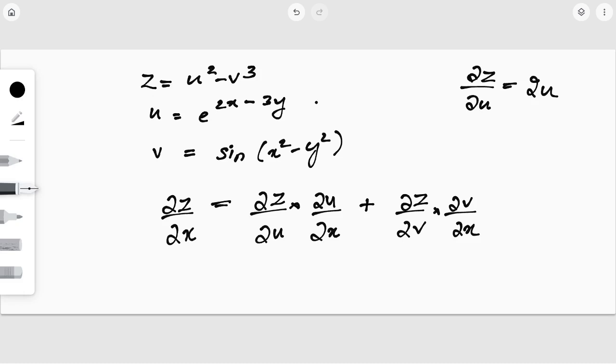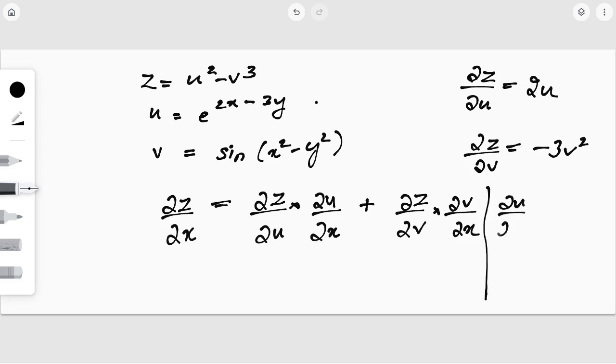And now what is ∂z/∂v? ∂z/∂v would be minus 3v square. I hope that much is clear. Now we'll find what is ∂u/∂x.